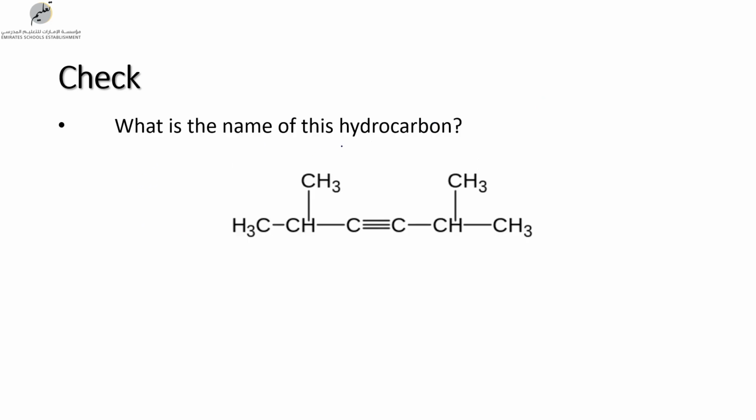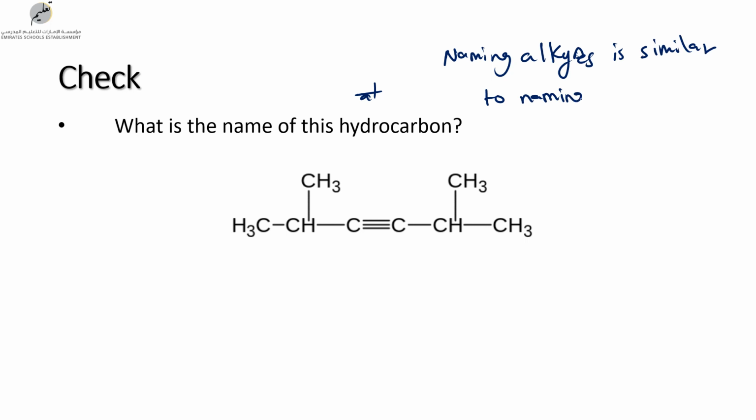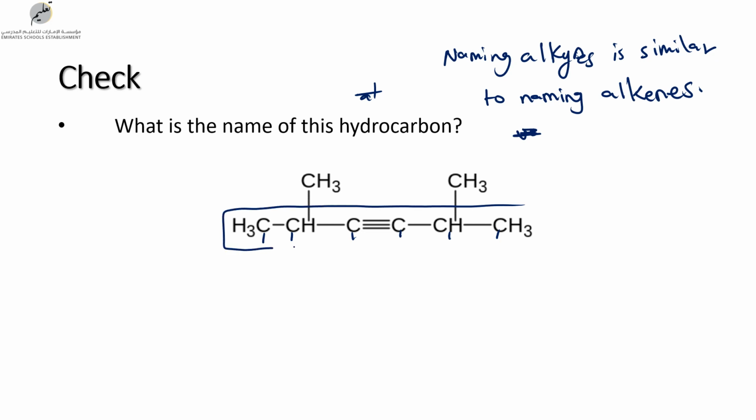What is the name of the following hydrocarbon? Now naming alkynes is similar to naming alkenes. So you have 1, 2, 3, 4, 5, 6. Choose the longest chain with the triple bond inside of it. So this is the longest chain.